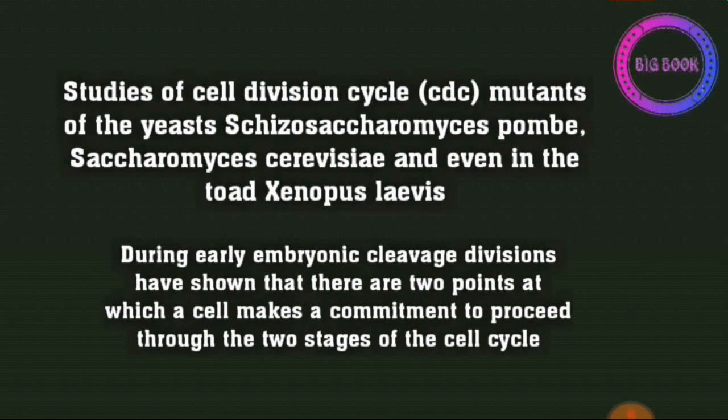Studies of cell division cycle, that is CDC, mutants of the yeasts Schizosaccharomyces pombe and Saccharomyces cerevisiae, and even in the toad Xenopus laevis during early embryonic cleavage divisions of these model organisms, have shown that there are two points at which a cell makes a commitment to proceed through the two stages of the cell cycle.